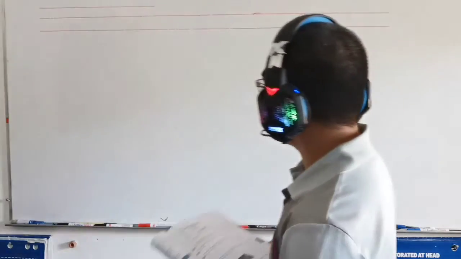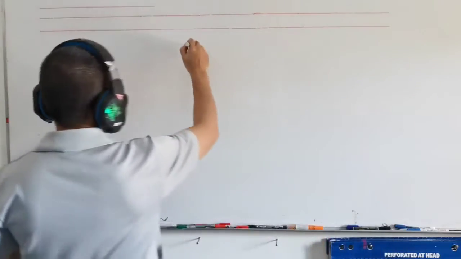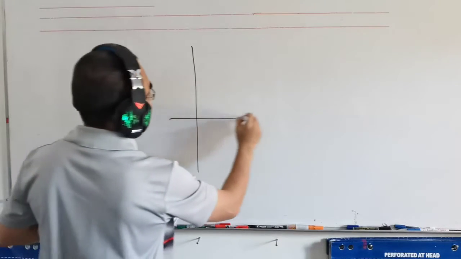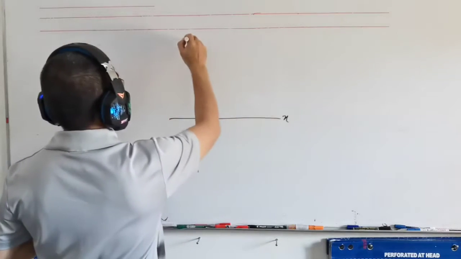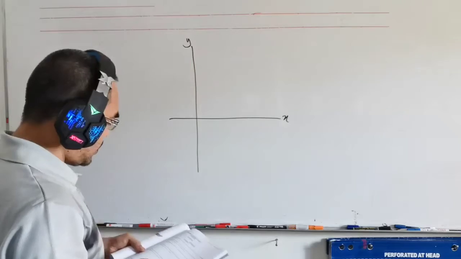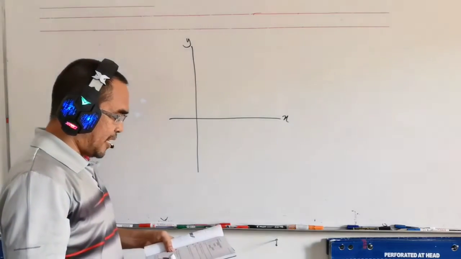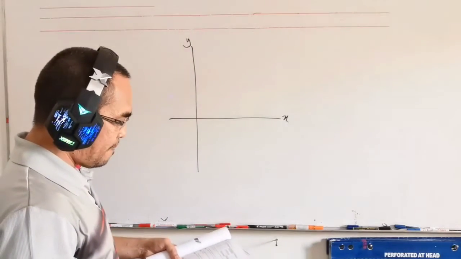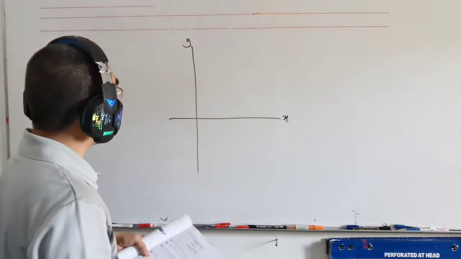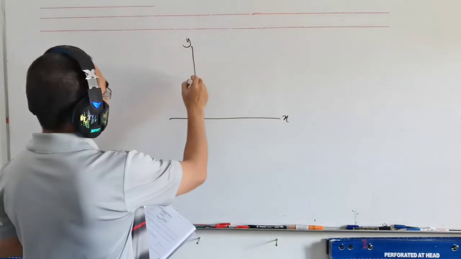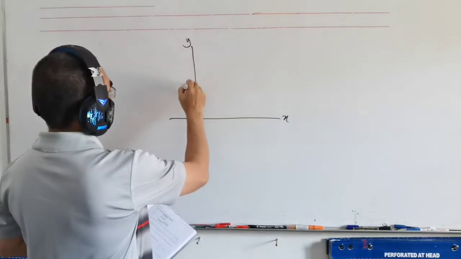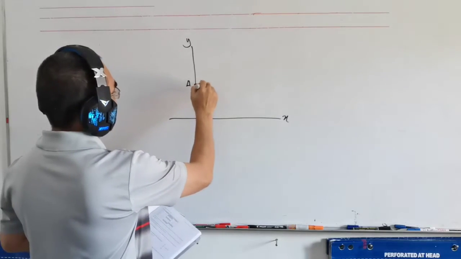Okay, so let's sketch the graph. That is the y-axis and the x-axis, and they tell you that there is a straight line with gradient 4 over 3 and point A (0, 8). A will be here, (0, 8).